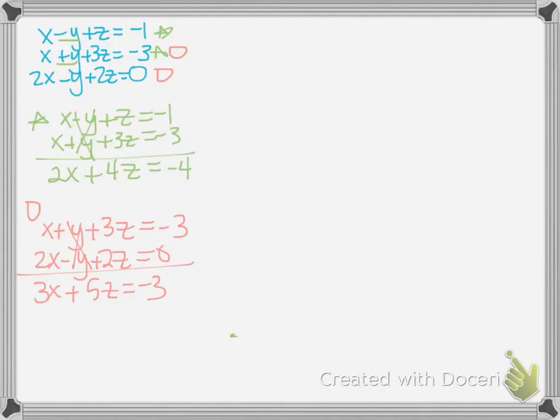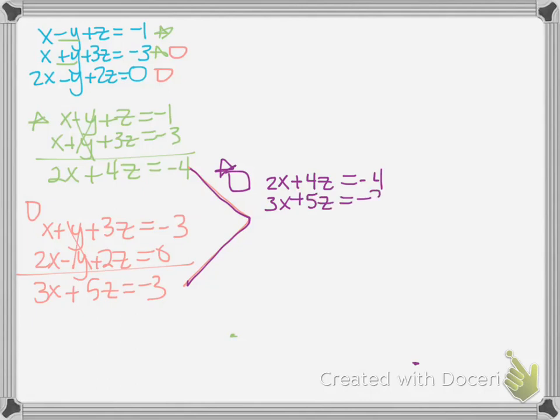Now I have two equations that are in terms of x and z. So I'm going to combine my two equations and eliminate to get it down to one variable. So I'm using my star and my square. So I'm going to have 2x plus 4z is equal to negative 4. And then my other one, 3x plus 5z is equal to negative 3.